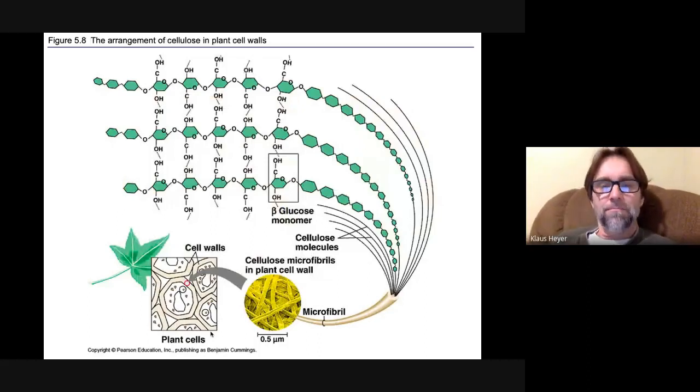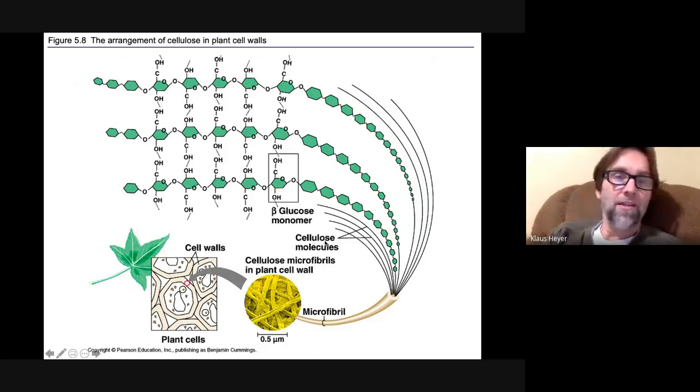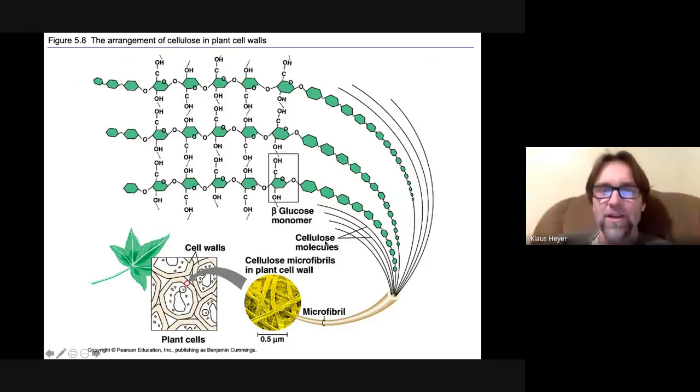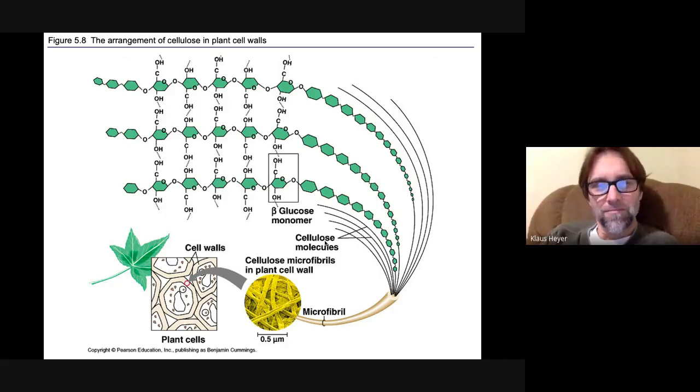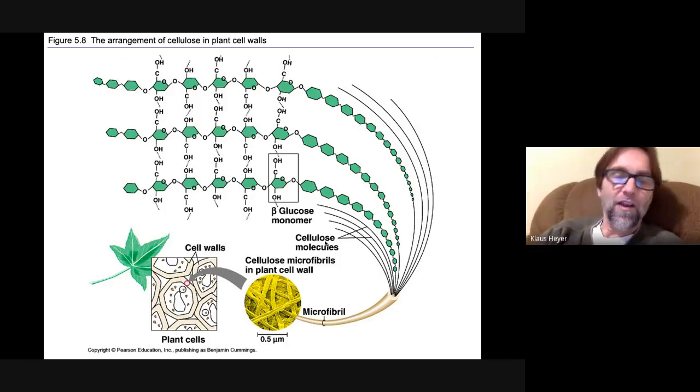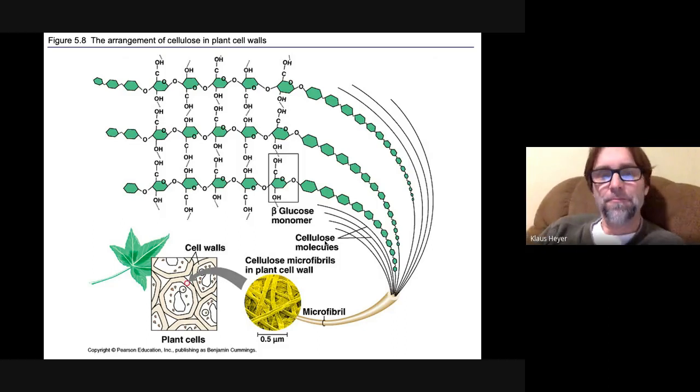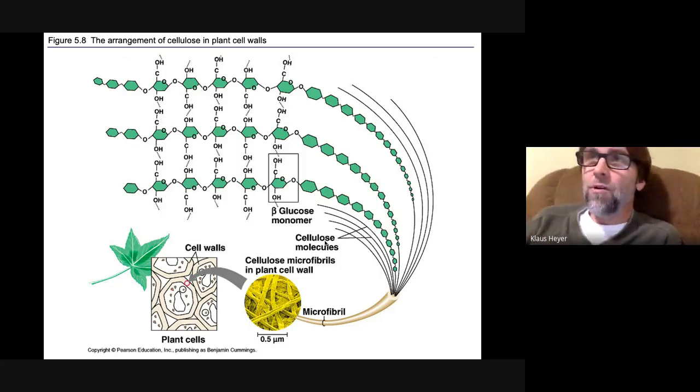Fiber. We call fiber, here's the word, cellulose. See there again, every word ends with OSE except glycogen. Right, cellulose, it's fiber. And we only find this in plants.